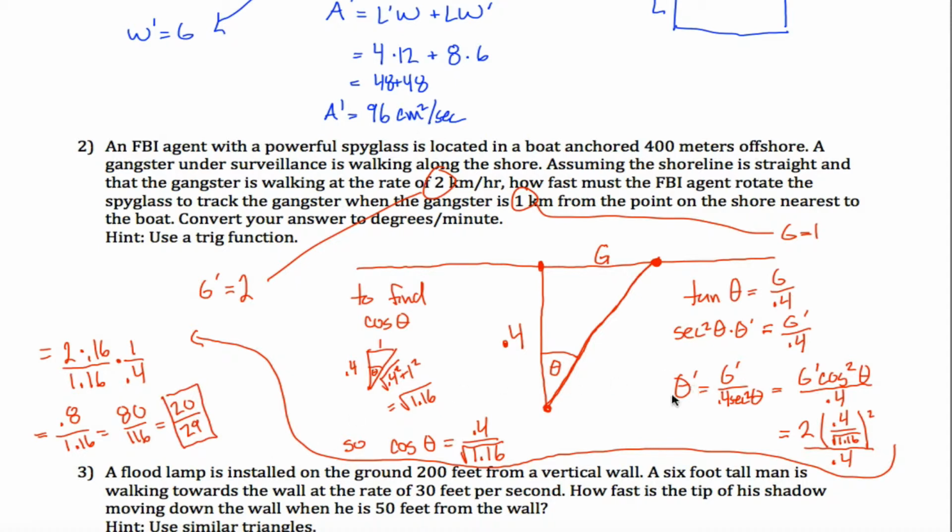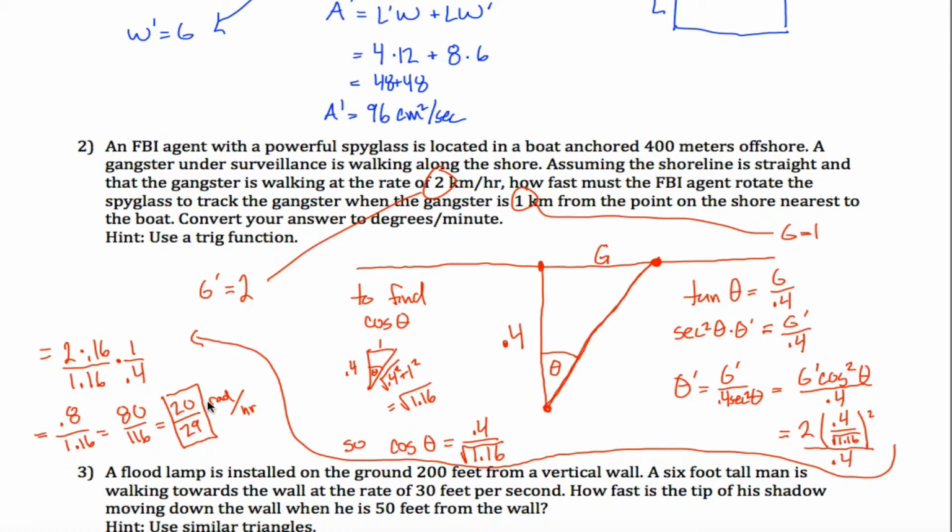So all that to say that theta prime is equal to 20 over 29. I've completely ignored units throughout this problem. I guess I need to go somewhere. This is 20 over 29 radians per, let's see, all these units have been in hours.